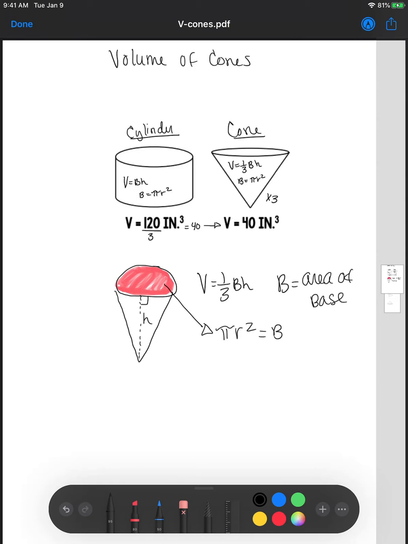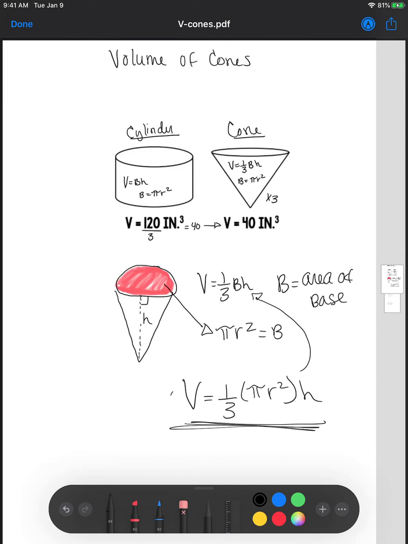So let's look at an example using this formula. If we write it all out, it's going to be V equals 1/3 pi r squared times the height. That in itself is this right here. We're just plugging in area of the base. I really wish they would give you this part on the STAAR test, because why make it more difficult?